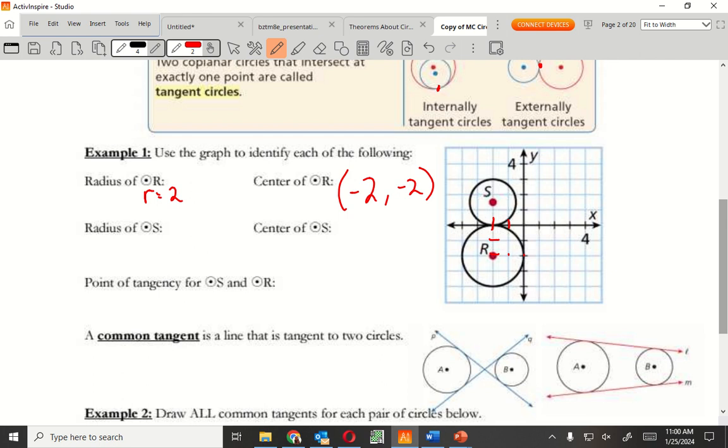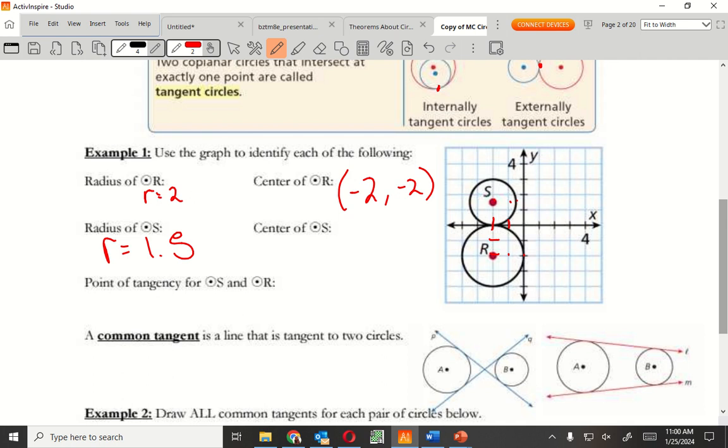Okay, let's see. Radius of S. 1.5. Hey, good job, yes. 1 and 1/2, because it's about that. So from here, 1 and about 1/2. So my radius is 1.5, or 1 and 1/2 if you want to have a fraction. Because fractions are your friends, not food.